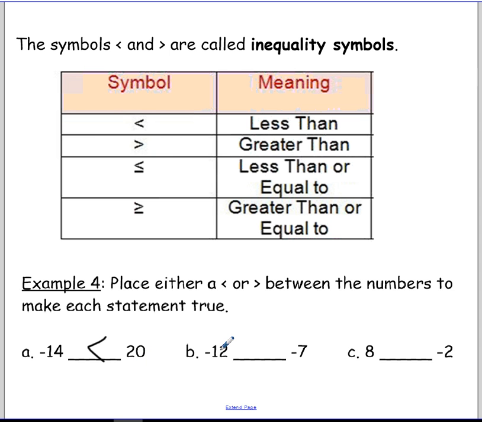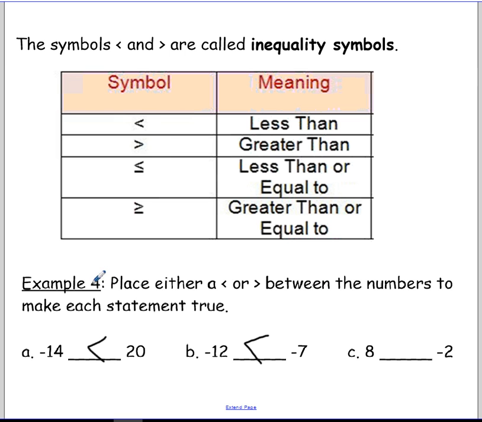Now here, for B, we have negative 12 and negative 7. We know that 12 is bigger than 7, but this is negative. So again, if you think of money, is it better to owe somebody $7 or to owe them $12? Well, owing them $7 is better, so negative 7 is greater. And so we have a less than symbol as well, because negative 12 is less than negative 7.